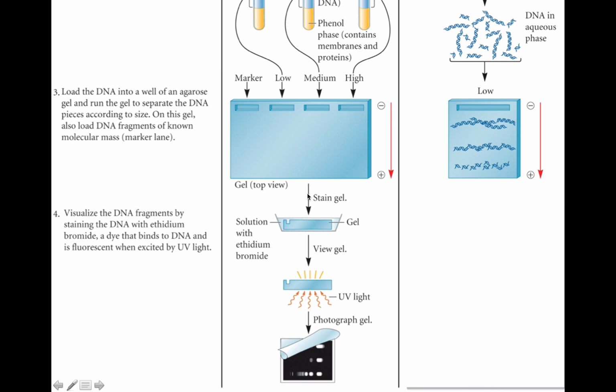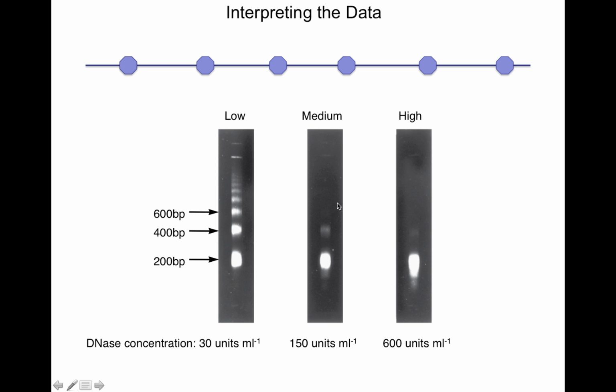After the DNA has been run on the gel, you stain it with ethidium bromide, which intercalates into the double strands of DNA. It fluoresces under UV light, and you can take a picture. So this is how we interpret the data that Marcus Noll got at the end of his experiment.